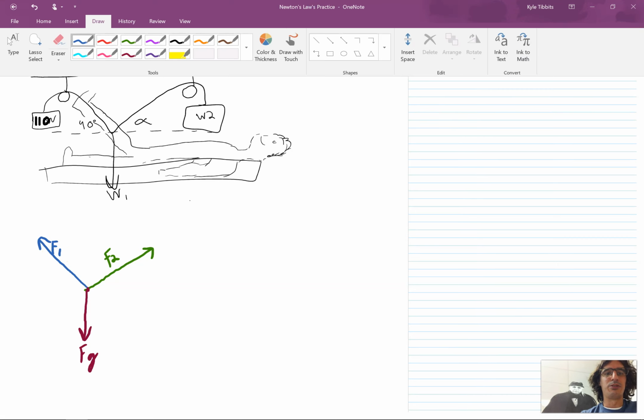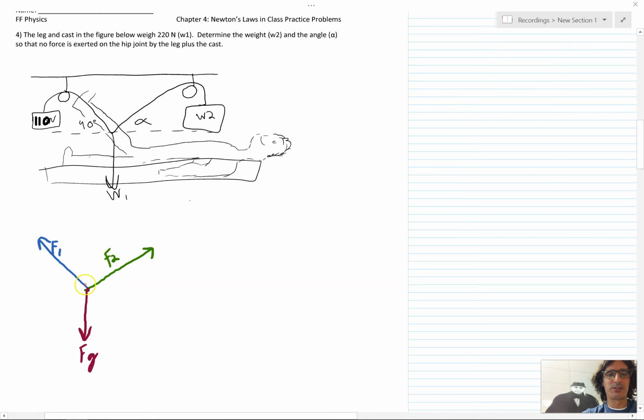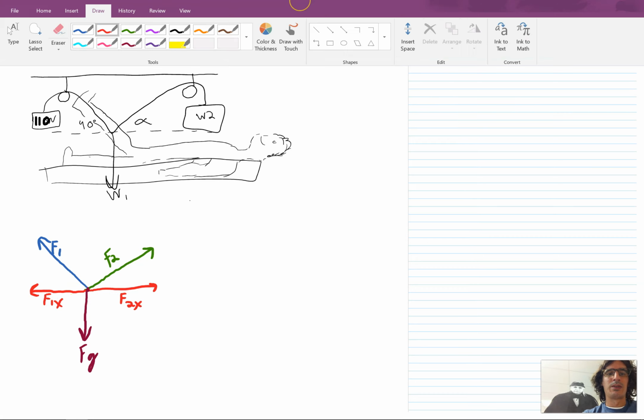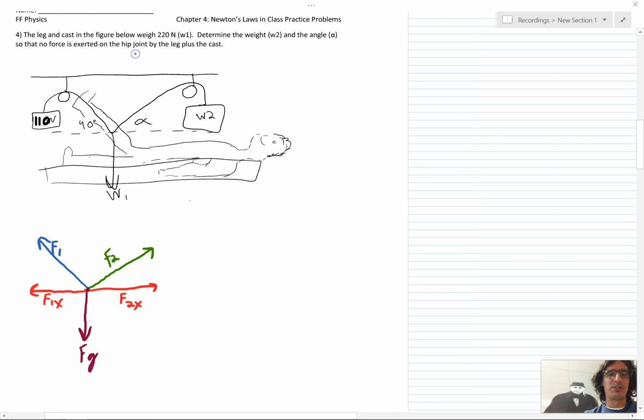We could break this down into its components. So let's look at the right components first. Let's say F2x is going to the right. F1x is going to the left. And then we also have more vertical forces. Those are upwards. Again, that's a tension of the rope pulling upwards, or string. F2y going up, and that's what we want to find, and F1y going up.